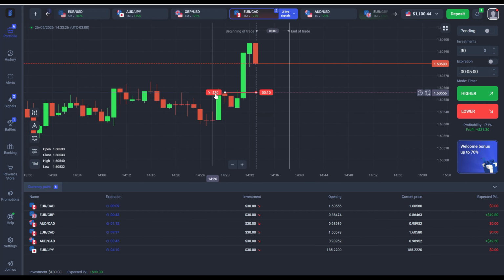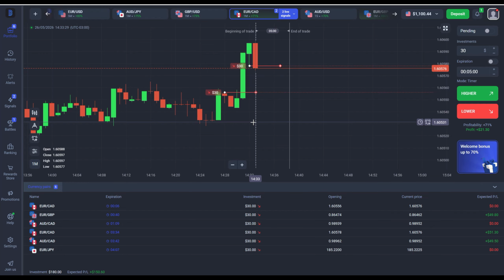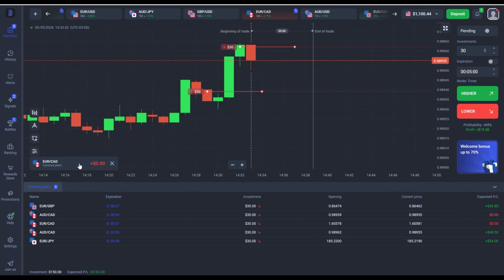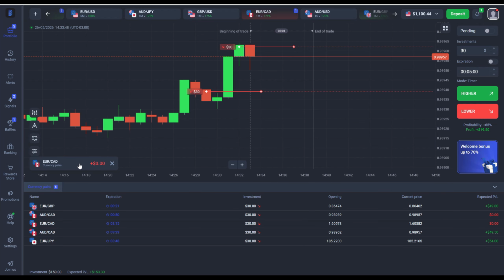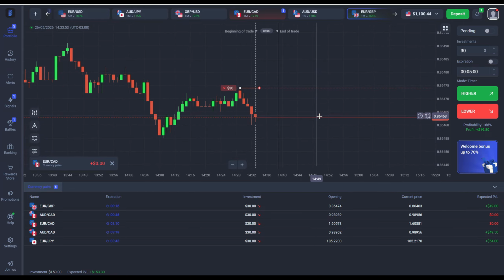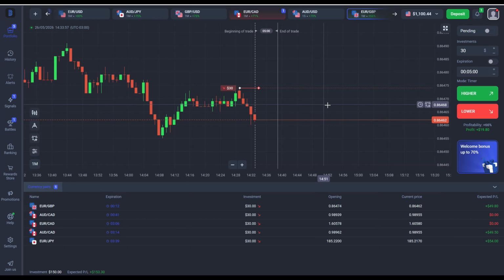The Euro-Canadian trade below will close at a loss, the price won't have time to drop. Yes, another trade in the red. The first 5 trades have closed, so far things aren't going as well as I'd hoped. 3 trades closed at a loss, 2 trades closed in profit. And if things keep going this way, trading will be unprofitable.